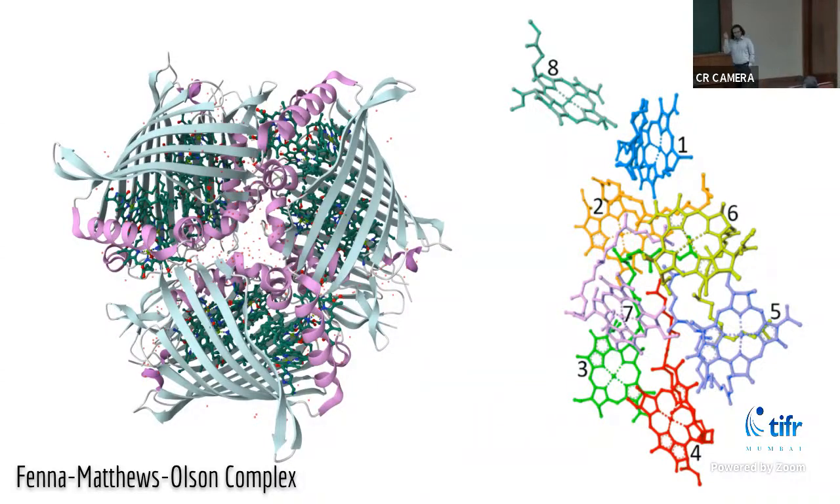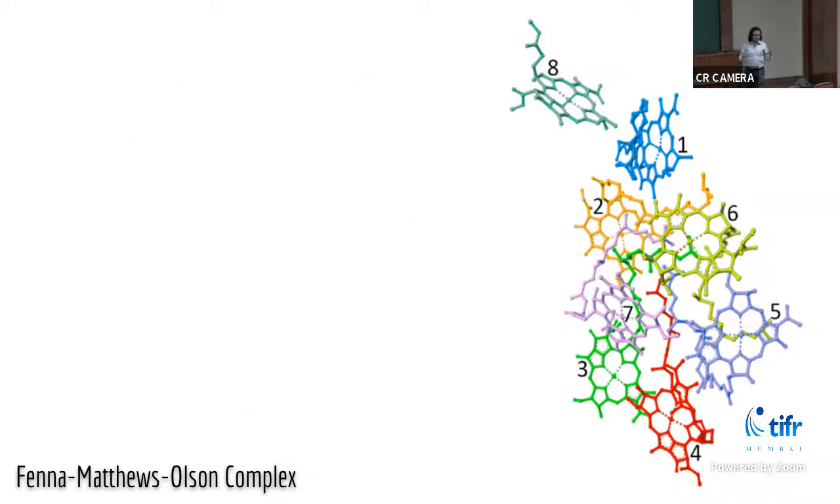So I'll build the model, and just to explain, I'll build it in terms of the Fenna-Matthews-Olson complex. And just to note that this model is very easily extendable to a vast variety of other systems. So as I was saying, this is a trimer of octomers. And here you have the octomer where you have unwrapped all the protein nonsense. And the way we want to think about it is as a tight binding model, or as a Hückel Hamiltonian, as some people might be familiar.